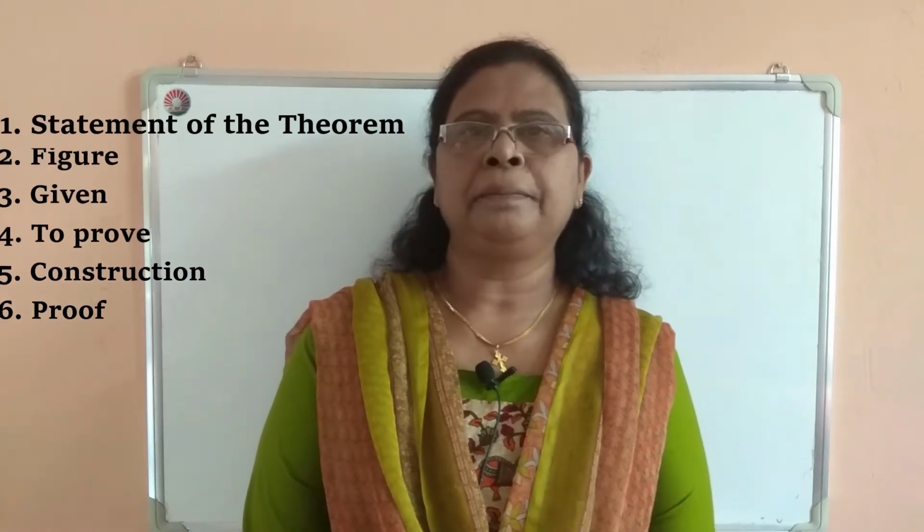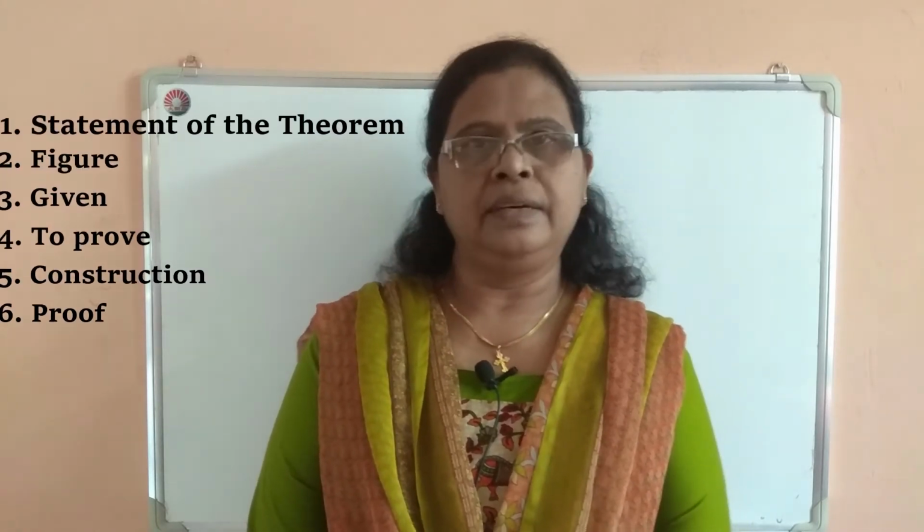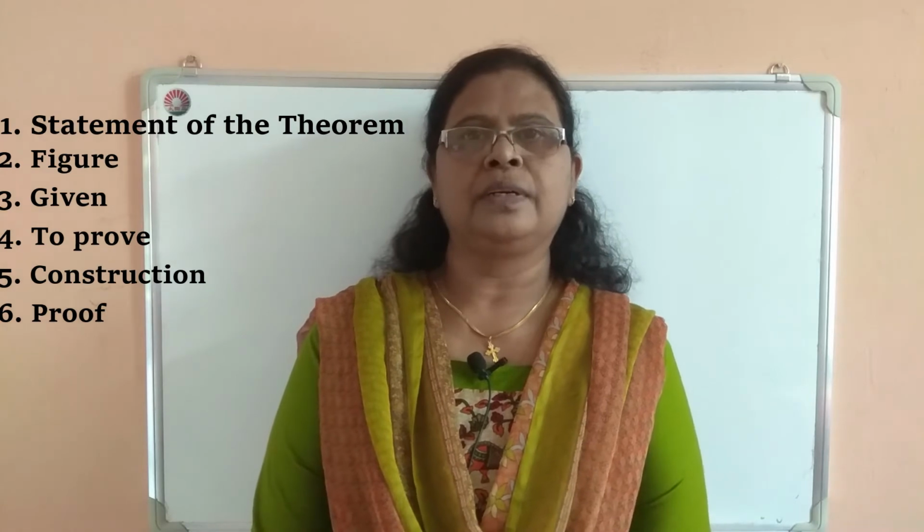Today we are going to learn the proof of a theorem. This is the first time you are going to study how to prove a theorem. There are 6 formal steps for proving a theorem: statement of the theorem, figure, given, to prove, construction and proof. We will learn how to prove the theorem: vertically opposite angles are equal.